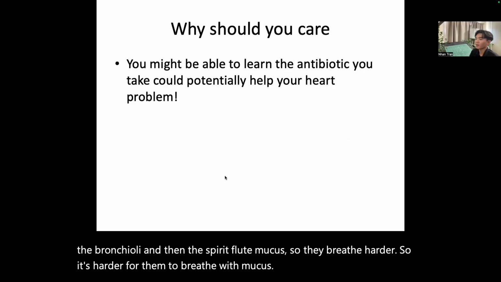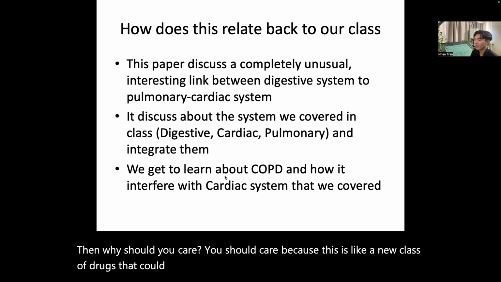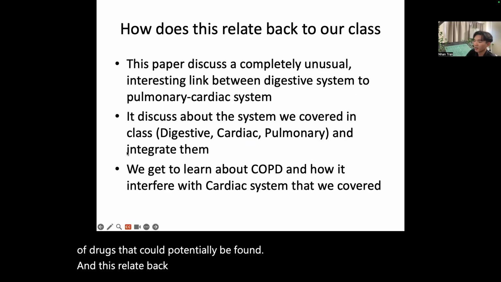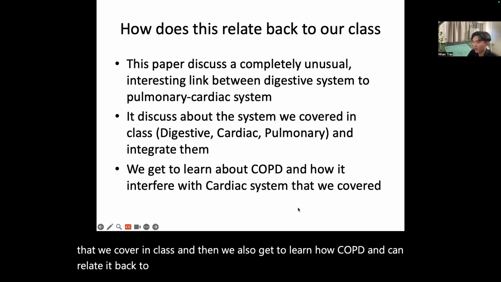And then why should you care? You should care because this is a new class of drugs that could potentially be found. And this relates back to our class because it goes through all of the systems that we cover in class. We also get to learn how COPD can relate back to the cardiac system that we already covered.